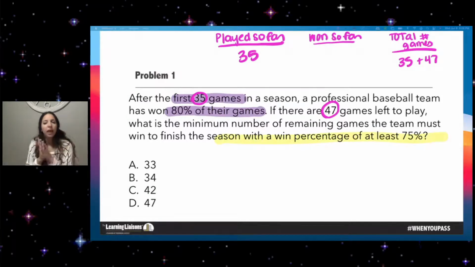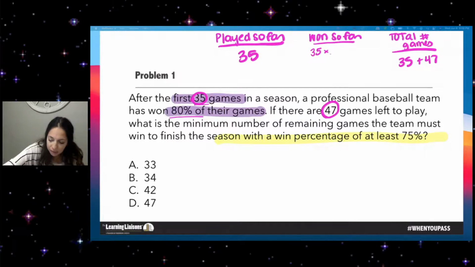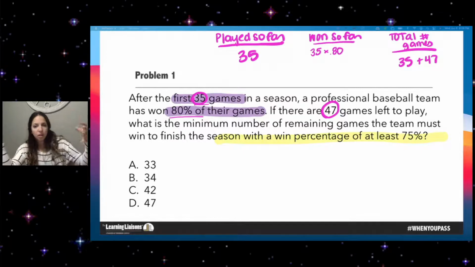So let's figure out how many they've won. How do I figure out what 80% of 35 is? When we think about keywords, which is not my favorite thing to talk about because words can mean a lot of different things in math, "of" most of the time means multiply. So I'm going to multiply 35 times 80%. I'm going to translate that percent into a decimal. Elementary people, you've got to know how to do that.